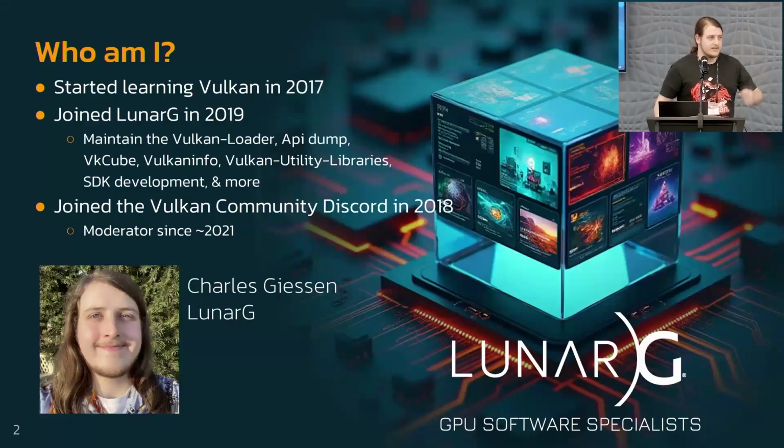Of course, I have to start with who am I? I'm Charles Giessen. I've been using Vulkan for many years now. 2017 was when I was a student, really getting into it. In 2019, I joined LunarG. I've been helping maintain loader, API dump, a bit of validation layers, lots of SDK work, all sorts of small things.